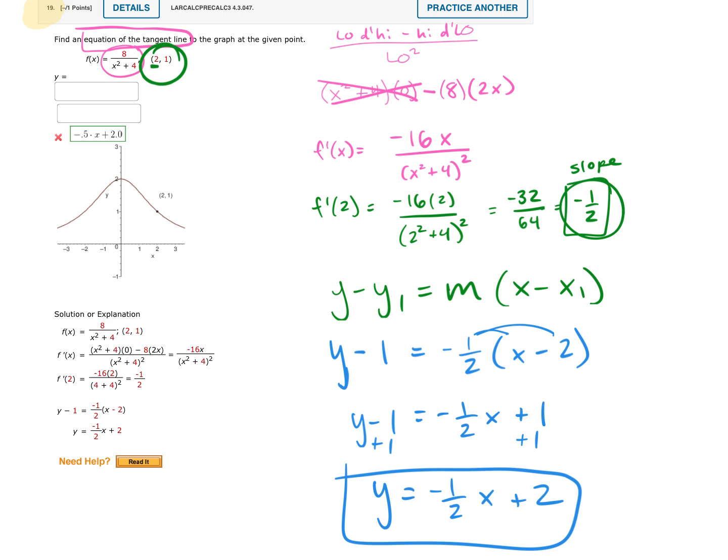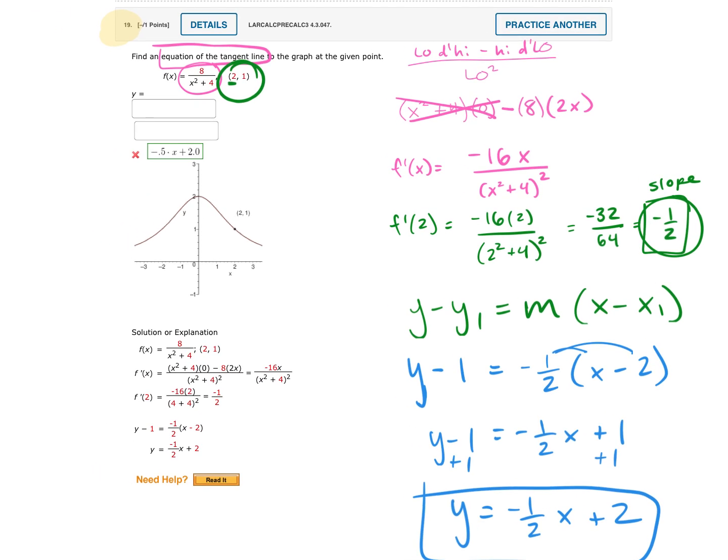What if this question said, find the equation of a tangent line to the graph when x equals 2? What if it didn't give me a y? I could still find the slope just like how we did. We would just plug in 2. But when it comes to my equation of a line, I don't have anything to plug into y1. How would I find what I plug into y1? What would we need to do?